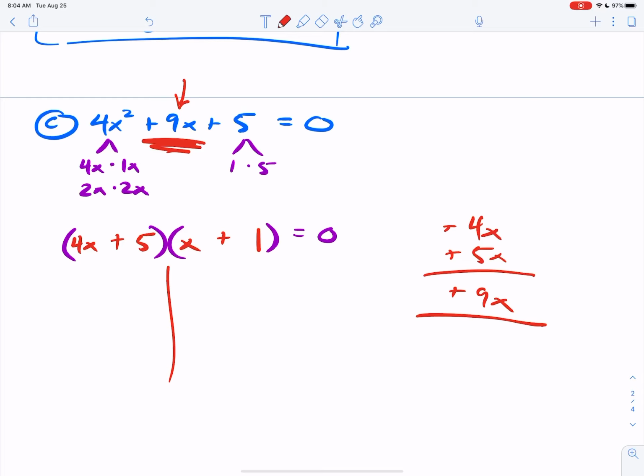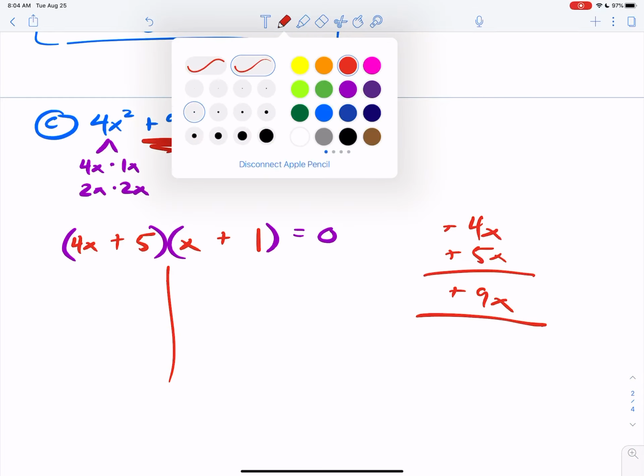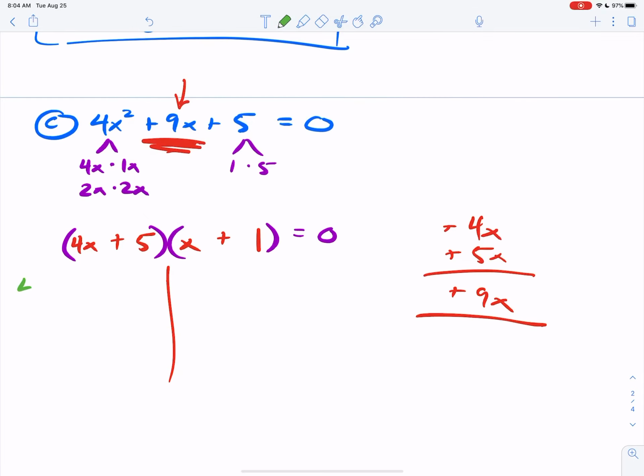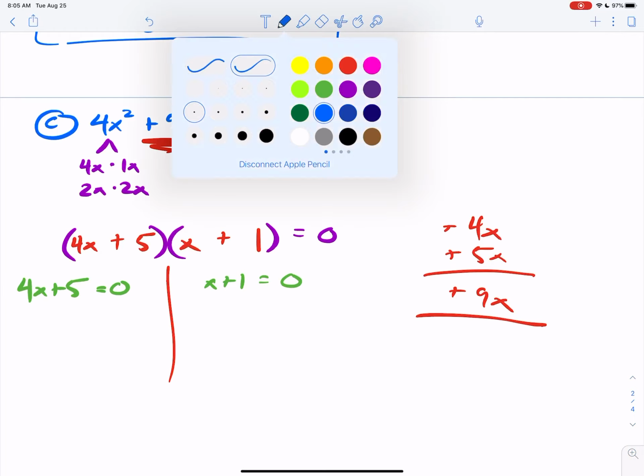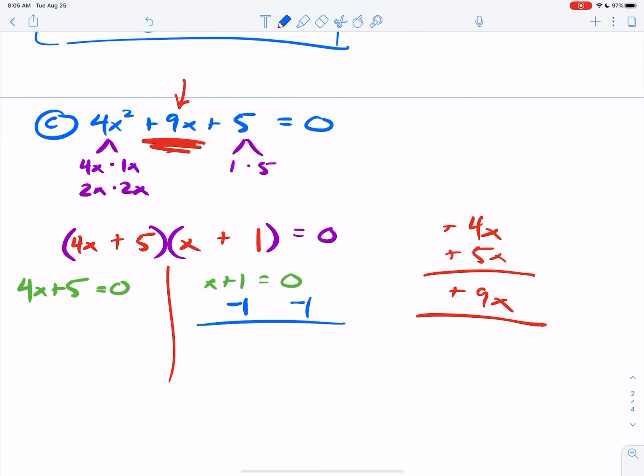Okay, so now that we have a product equal to 0, that implies that each factor will equal 0. Or I should say either of the two factors will equal 0. Okay, I subtract 1 here, I'll get -1. Or I'll subtract 5 here, I'll get 4x equals -5.